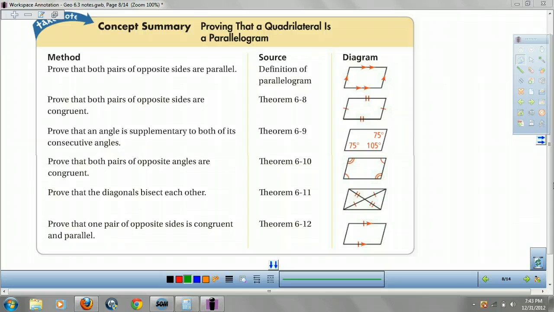These are all the things that show that a quadrilateral is a parallelogram. Think about it, this is a handy dandy chart.